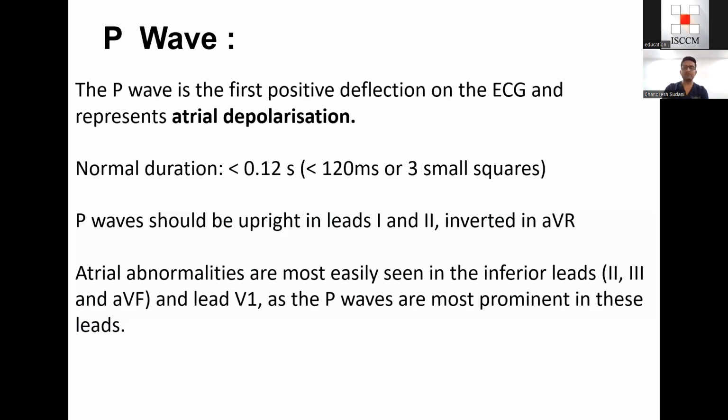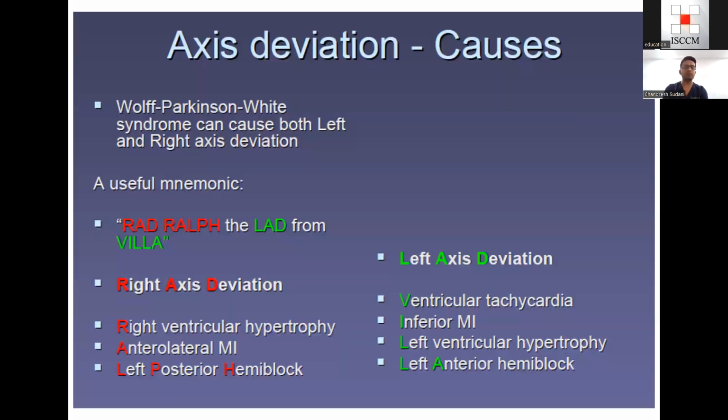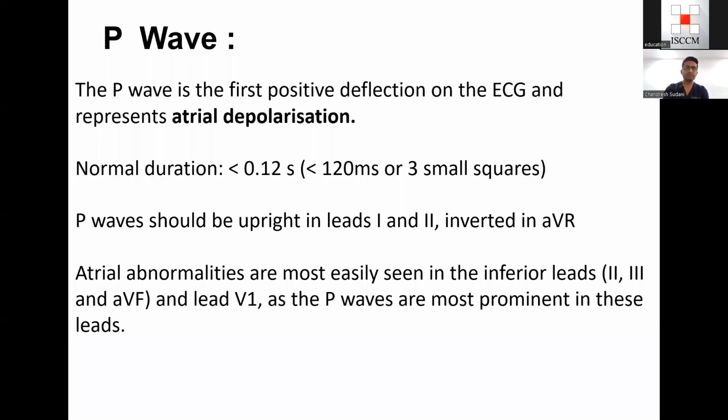There is one entity which is called Wolff-Parkinson-White syndrome. In this, you can see either left or sometimes both left and right axis deviation in one ECG. Let's see the P wave. These are the segments of the ECG. We will go one by one through the different waves, segments and intervals.